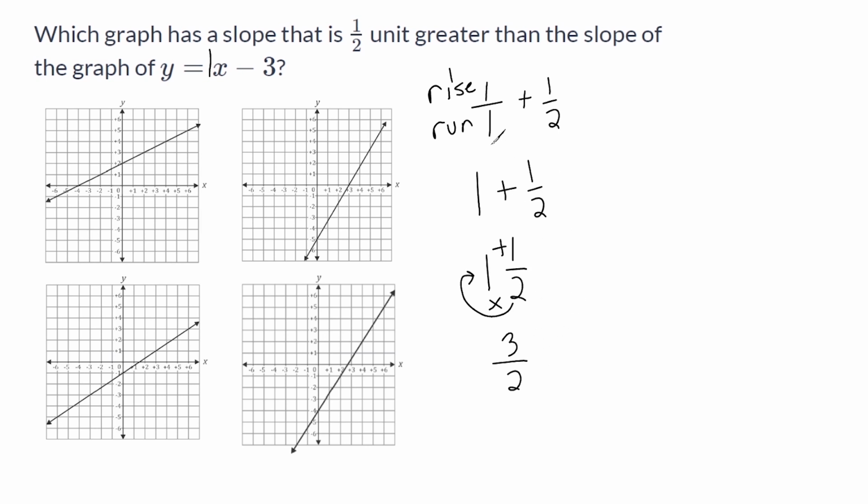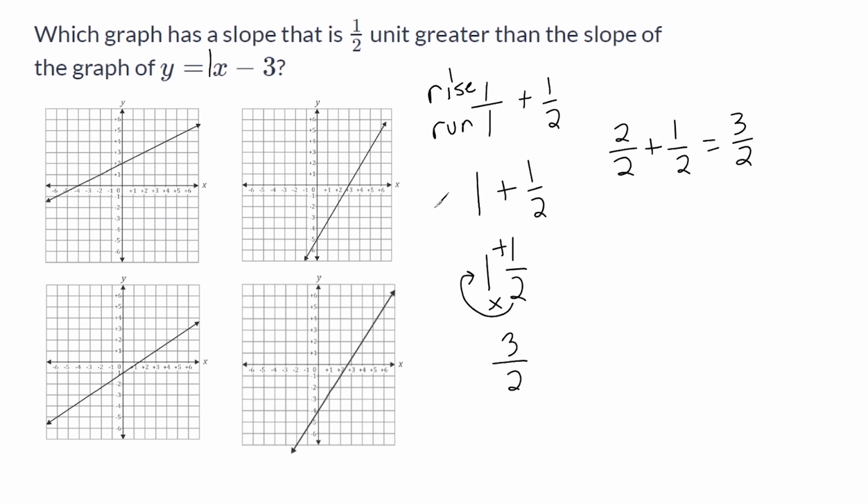Now another way we could have thought about this is that 1/1 is the same thing as 2/2. The only reason I would write it like this is so we can add it to 1/2, because they have like denominators. So 2/2, which is the same thing as 1 whole, plus 1/2 would be equal to 3/2.